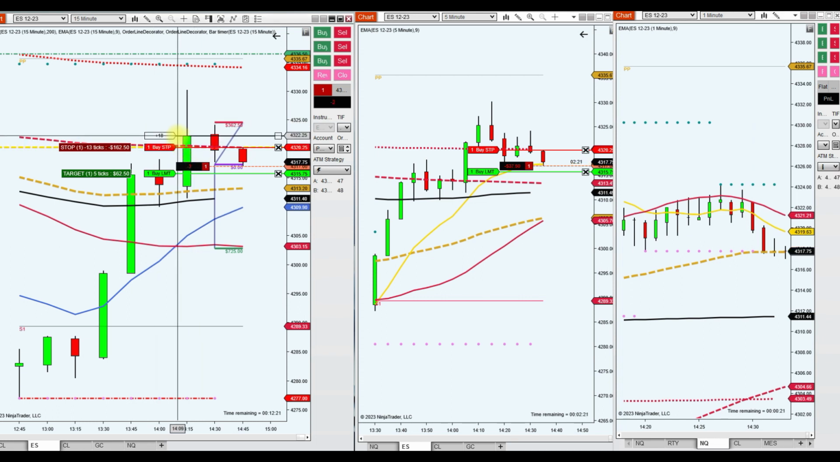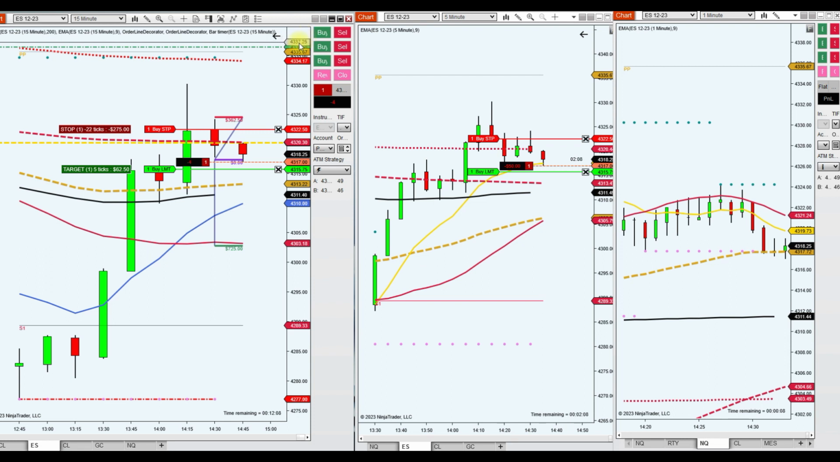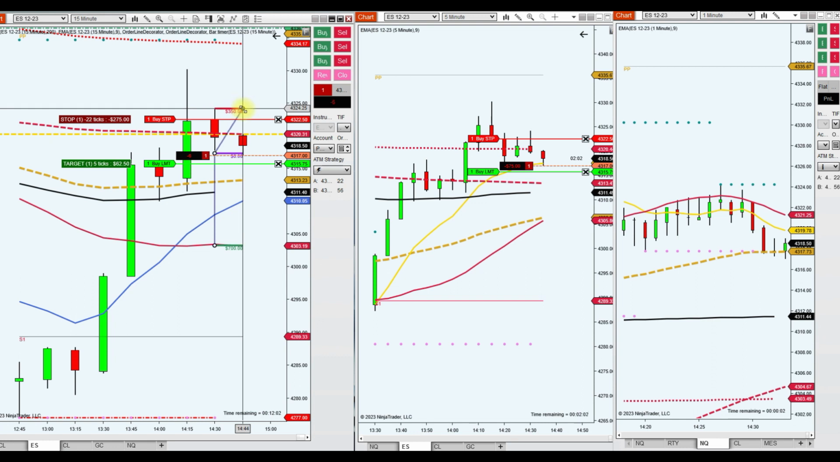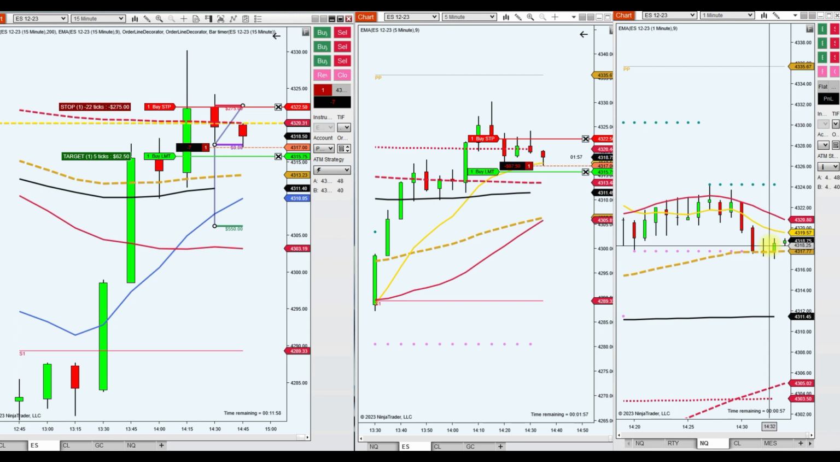I'm going to have to take my stop up. I'm going to at least put it here above the open of this candle, this entry bar candle. This here is still looking bullish on the 1 minute chart. Even so much on the 5 minute chart.